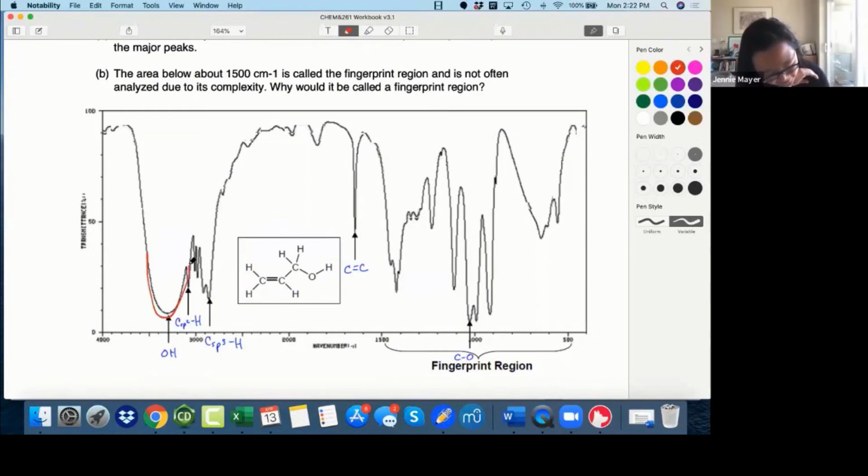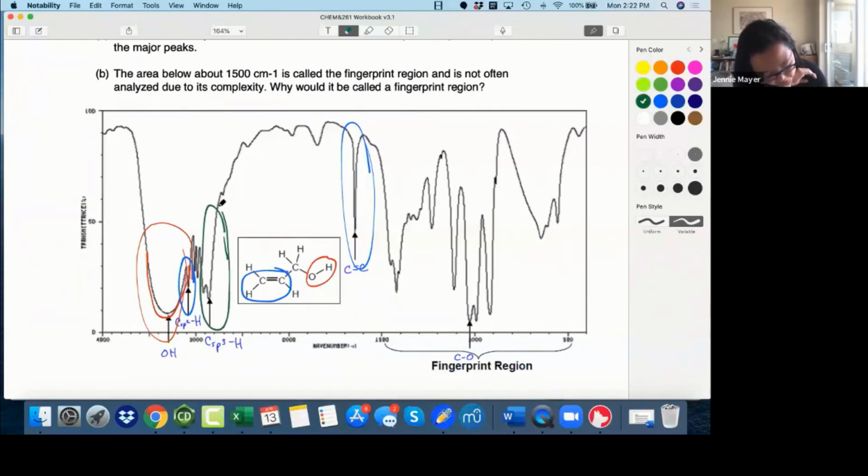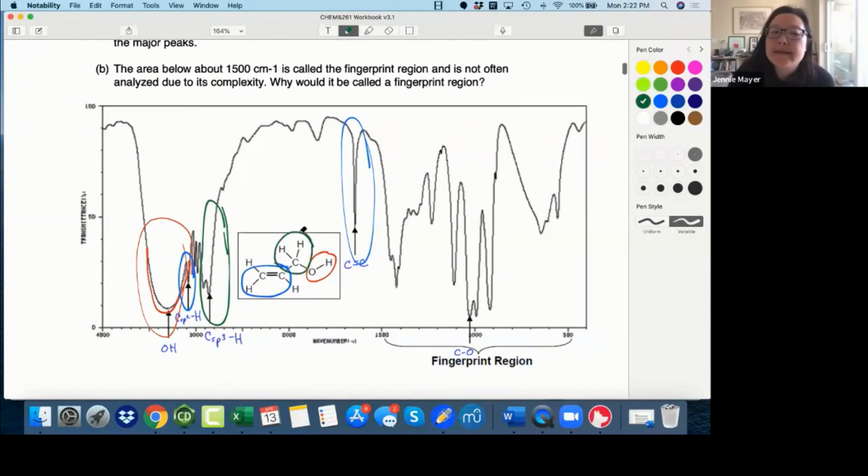I feel like this is an OH group here. That's from this one. We have this one and this one, which are due to these. And then I have this 2,800-ish, 2,900 is from the alkane.